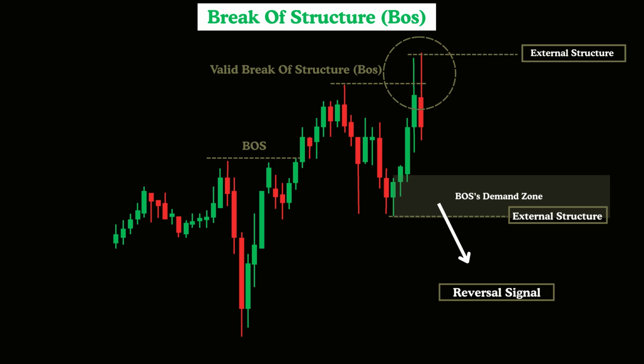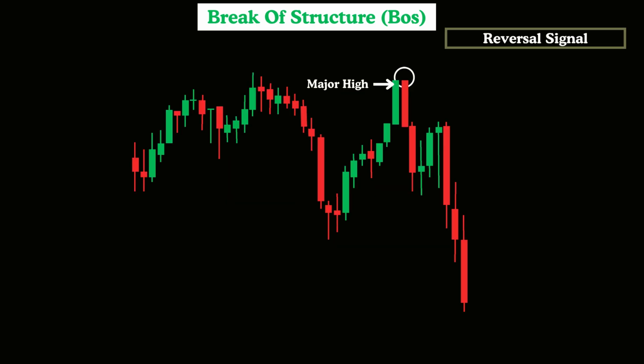Bearish scenario. The same principles apply in reverse. In a bearish market, a valid BOS occurs when price breaks and closes below the most recent lower low with the body of a candle. If the price later breaks the most recent major high to the upside, this is viewed as a trend reversal, signaling that buyers are regaining control.